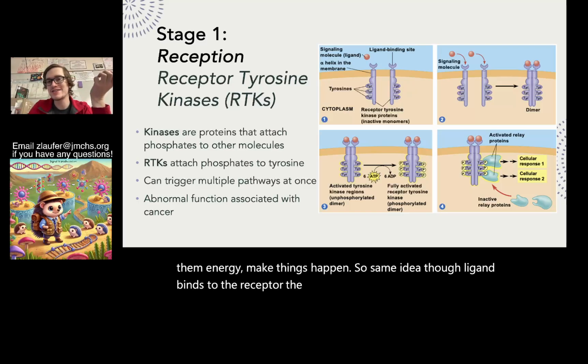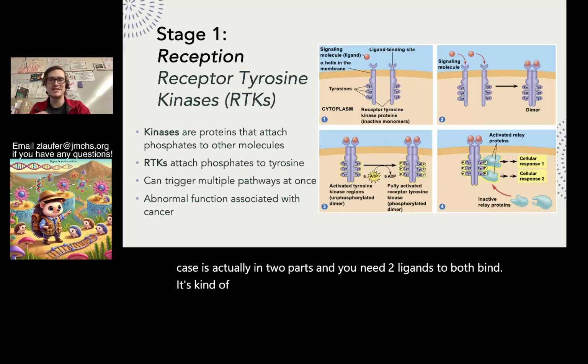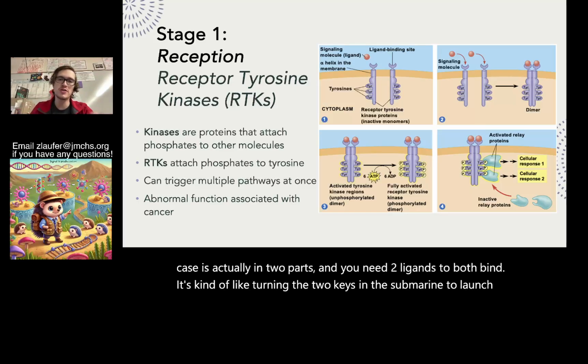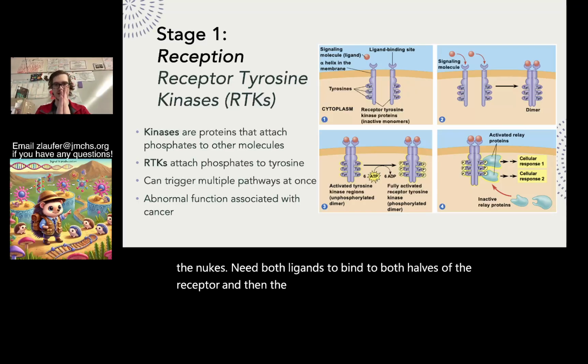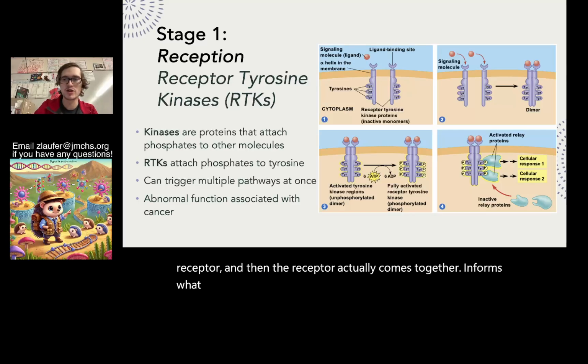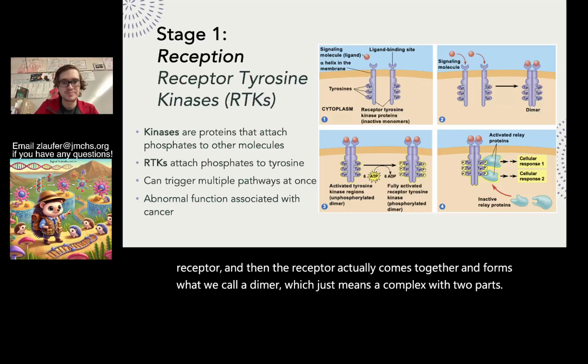The only difference is the receptor in this case is actually in two parts, and you need two ligands to both bind. It's kind of like turning the two keys in the submarine to launch the nukes. You need both ligands to bind to both halves of the receptor, and then the receptor actually comes together and forms what we call a dimer, which just means a complex with two parts. And then the magic happens.